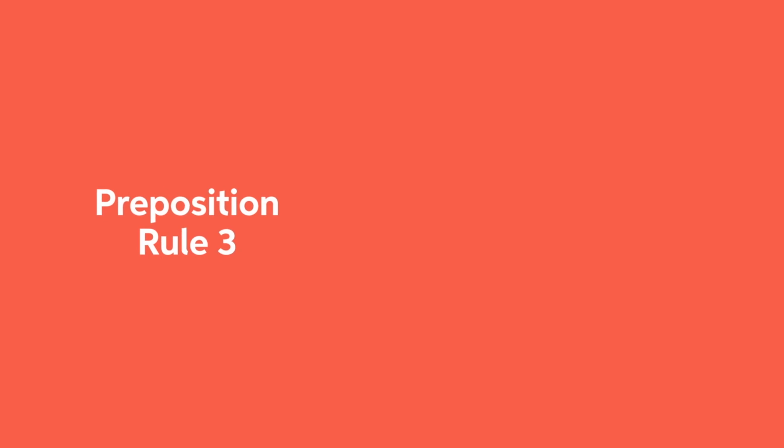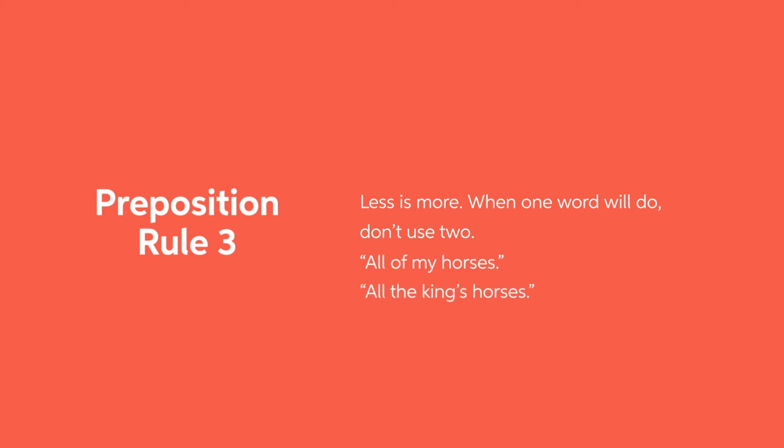Rule number 3. Less is more. When one word will do, don't use 2. For example, when the word all precedes a pronoun, you need to add the word of in between them. However, when all precedes another part of speech, of is unnecessary. All of my horses. All the king's horses. Except, of course, when you don't feel like it, as in the case of the Arthur Miller play, All My Sons.